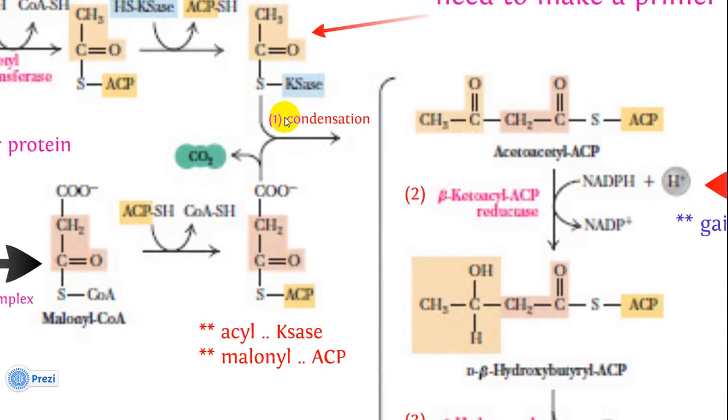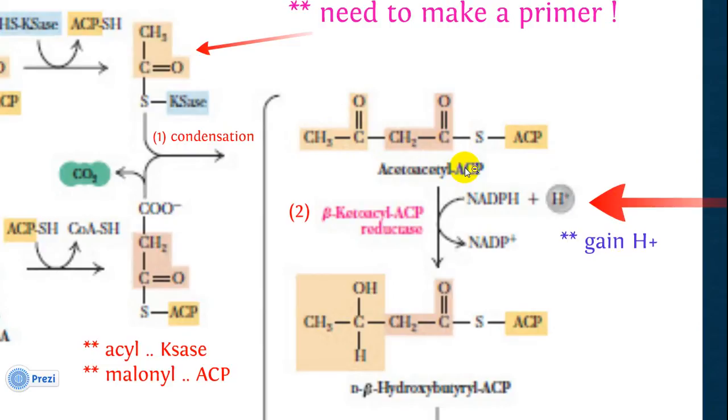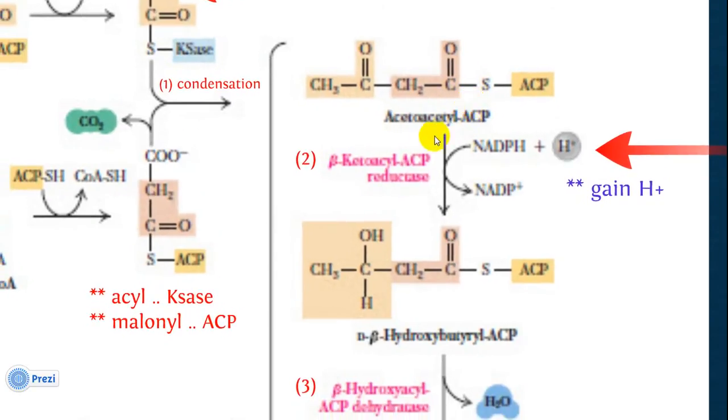Now we are going to see four reactions. The first reaction is a condensation reaction. We will combine those two molecules to form the acetoacyl. Here the malonyl will lose the CO2 and the acyl will lose the ketoacyl. So we will have something called acetoacyl ACP. Now the acetoacyl ACP will react with a compound called beta-ketoacyl ACP reductase. Reductase means that we are going to add H+. By adding H+, we are going to remove those double bonds. Here we have removed the double bond.